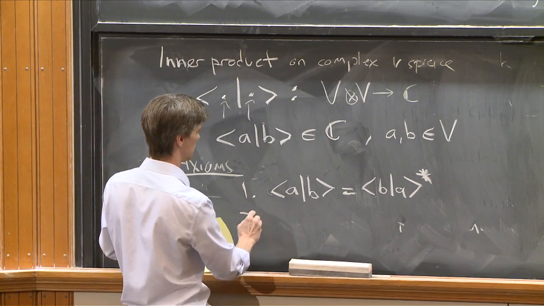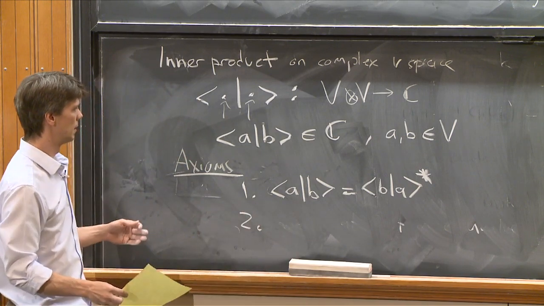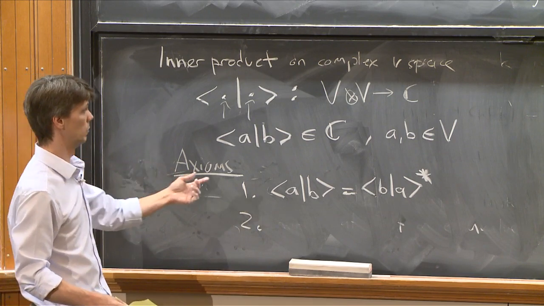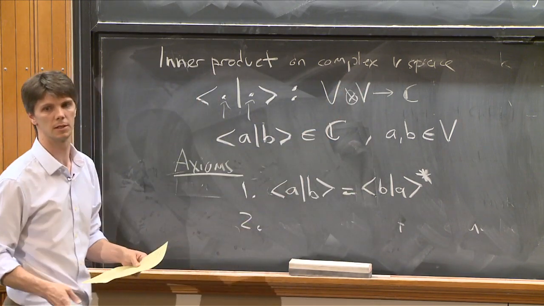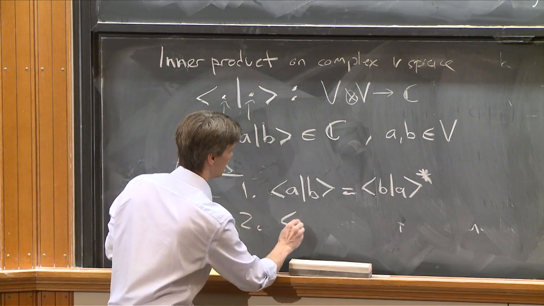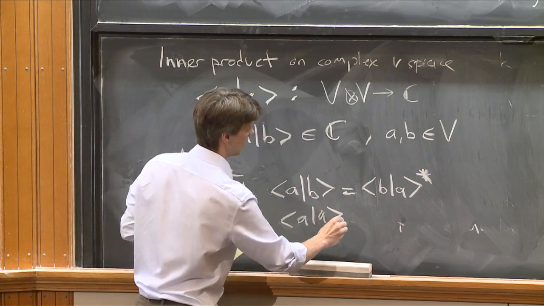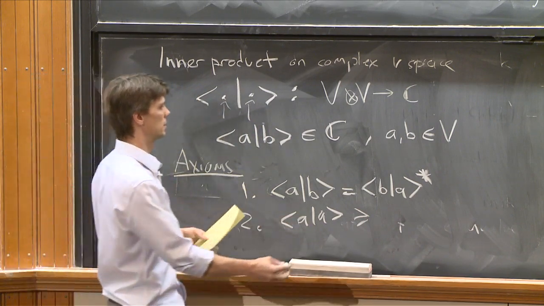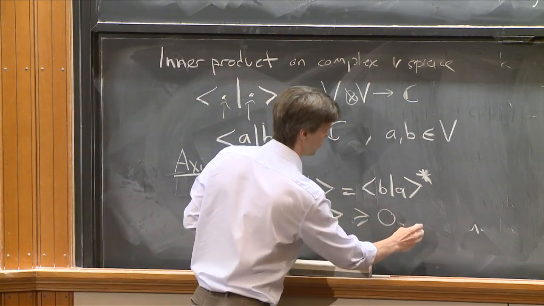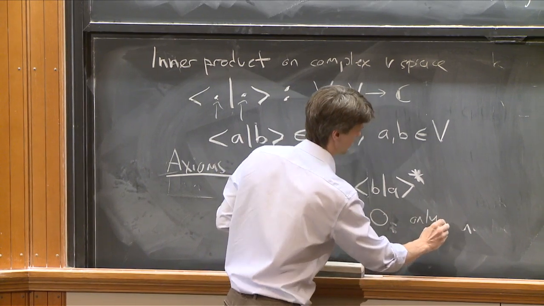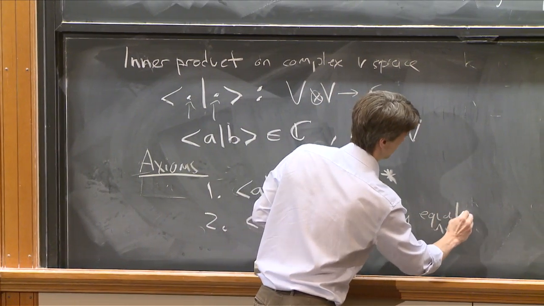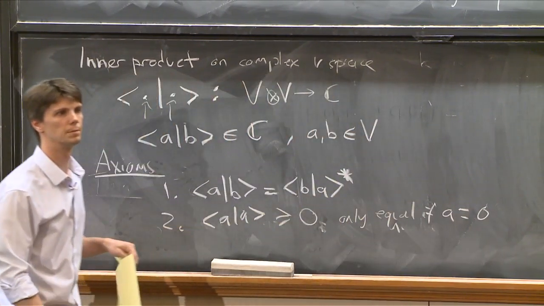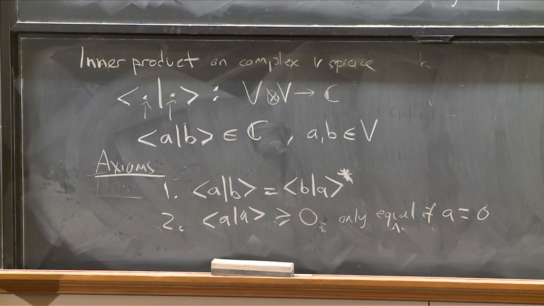From this we can see that the inner product of A with itself is always real, right? Because it and its complex conjugate are the same. So we know that AA is real, and we're also going to demand of our definition of this inner product that this is greater than or equal to 0, and it's only 0 if A equals 0. Right? So that's pretty much unchanged.